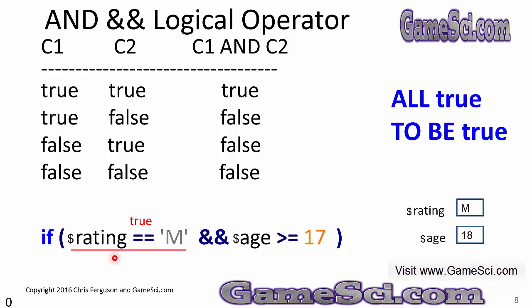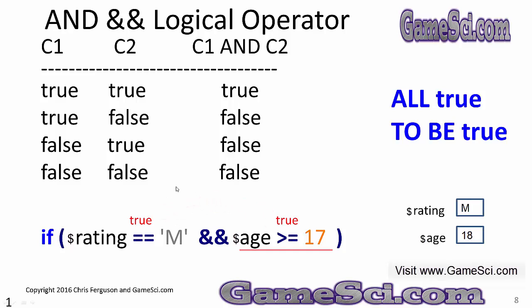You can see I've built a much more complex if statement here by tying together 2 relational operators with an AND. Let's see how it works. Let's put the value of M in the rating variable and the value of 18 in the age variable. When I evaluate rating equal M, the equality operator says M matches M. This is very much a true statement. Then I'll go over and evaluate age greater than or equal to 17. Age contains an 18, so this is 18 greater than or equal to 17. That is also a true statement. Turns out both sides of the AND are true.